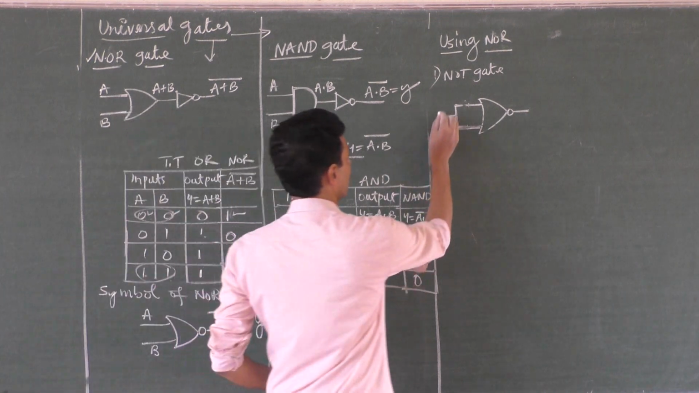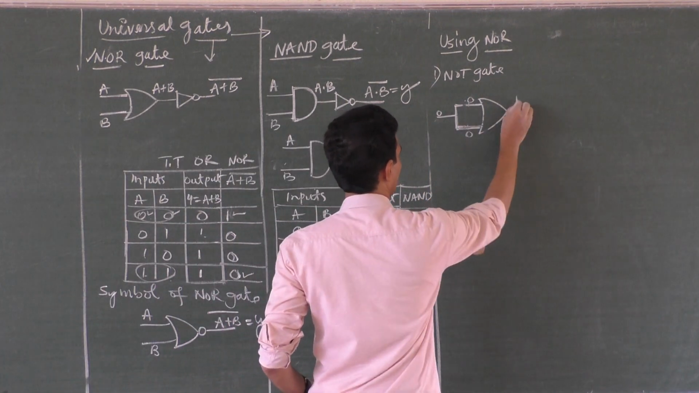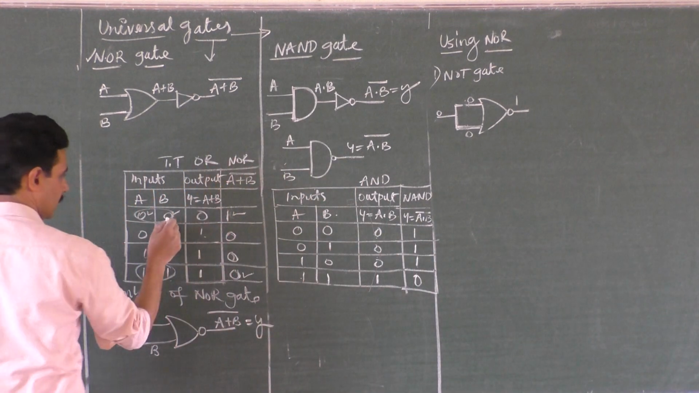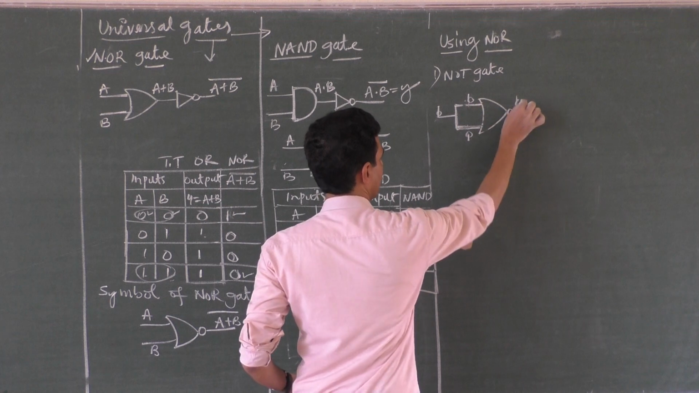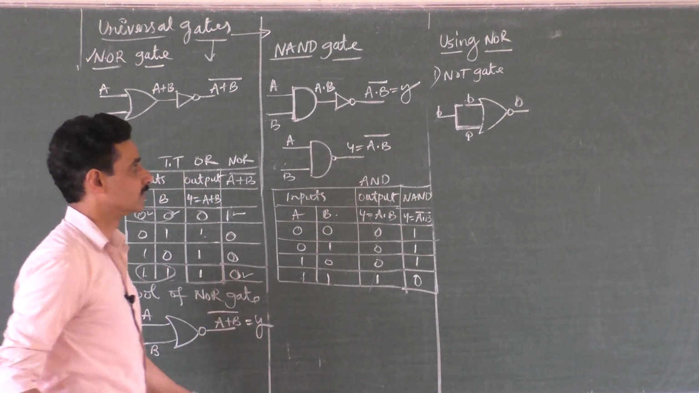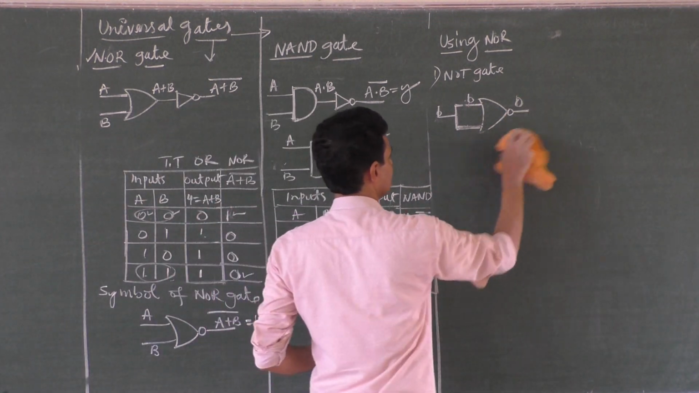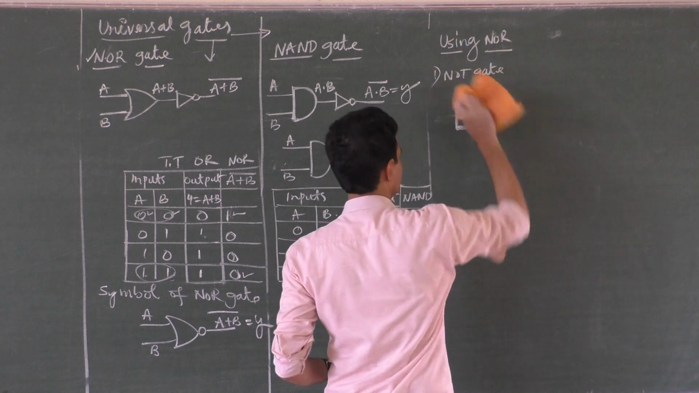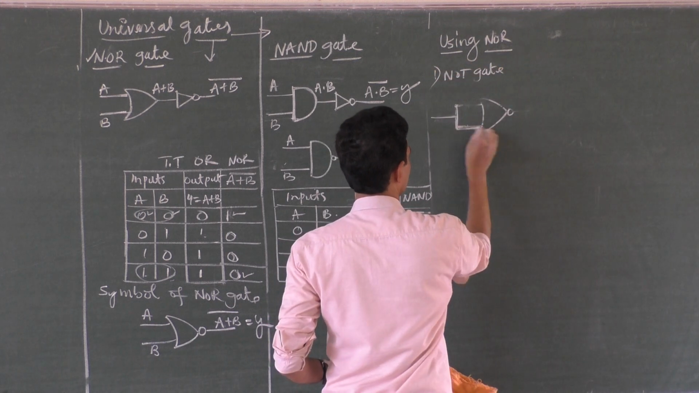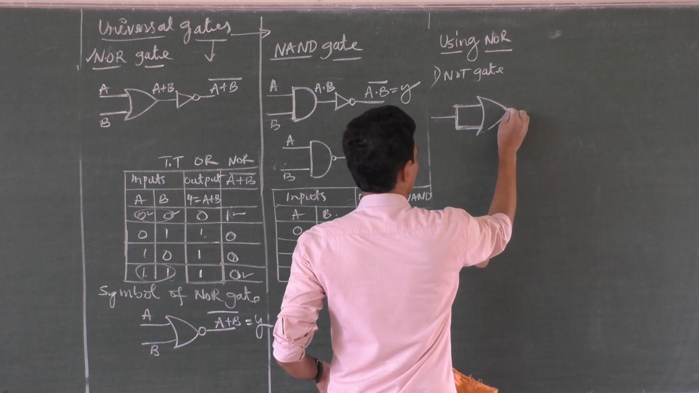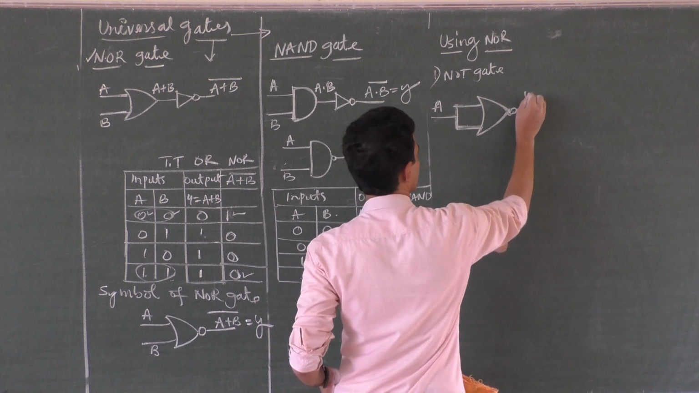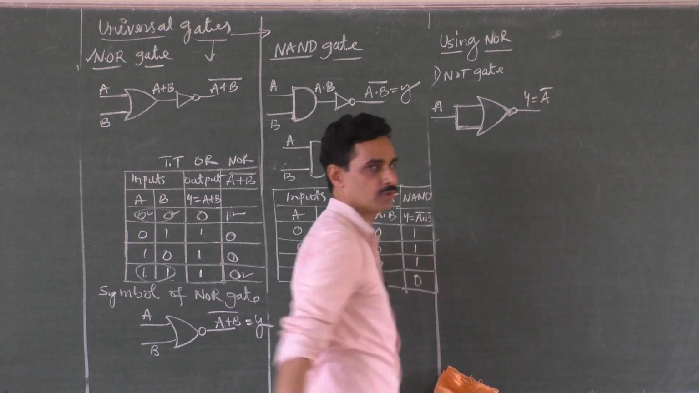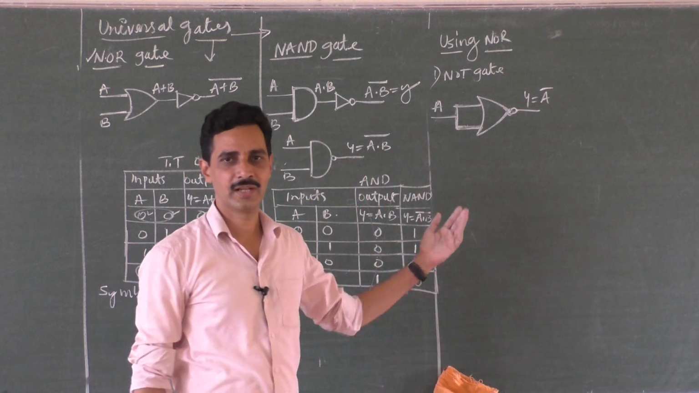If you give 0 here, both will be 0 and the output is 1. Is it so? 0, 0, 1. If you give 1 here, both the inputs are 1, and you will get output 0. Is it so? Yes. So this is a NOT gate. In symbols, you can write it like this: A, Y is equal to A bar. Is it not so? It's a beauty.